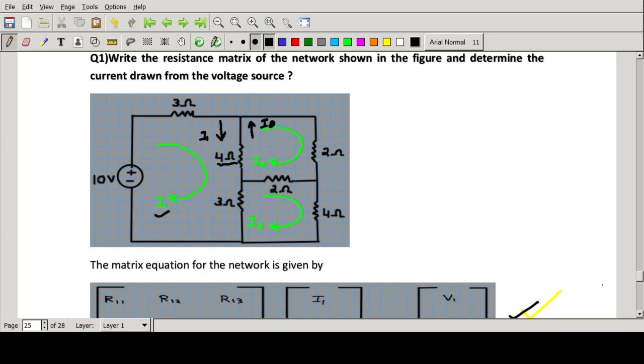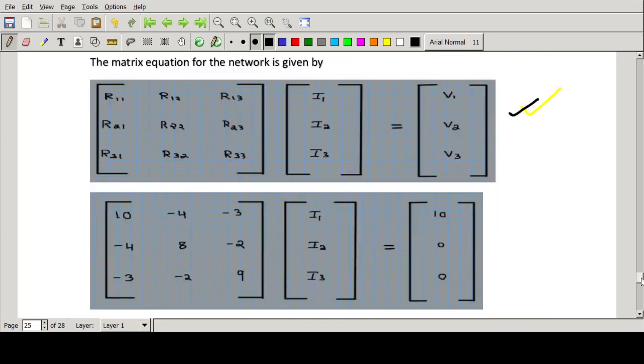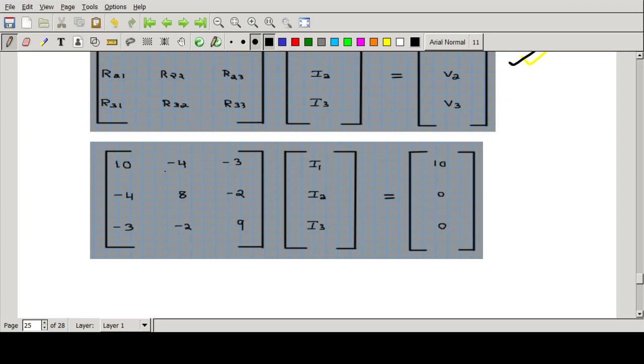So it will be minus 4. So R12 will be minus 4. See here, this is R11, this is R12. So R12 is taken as minus. It is the same as R21. Okay, so it is minus because both the currents are flowing in the opposite direction.